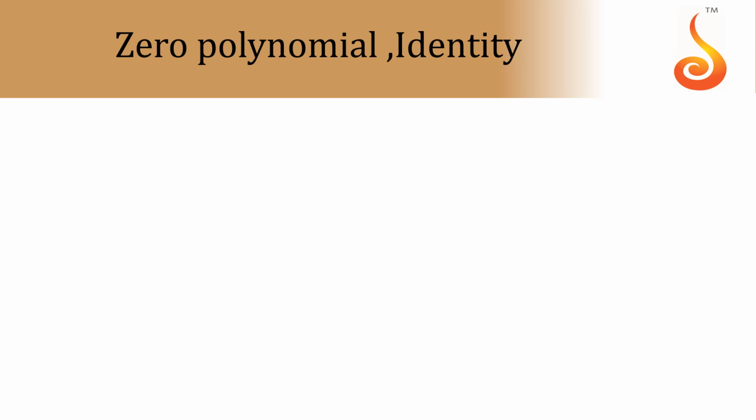Let us see what we mean by zero polynomial and identity. Suppose if I take 0, you can write 0 into x power n plus 0 into x power n minus 1 plus so on plus 0. So you can express 0 as a polynomial. You can treat whatever degree you want, you can take it. That's why degree of 0, we say that it is not defined.